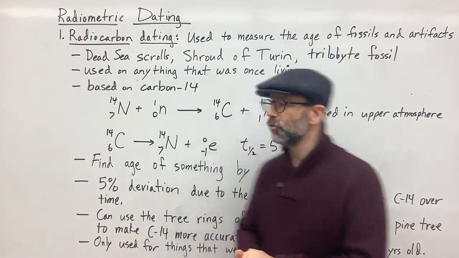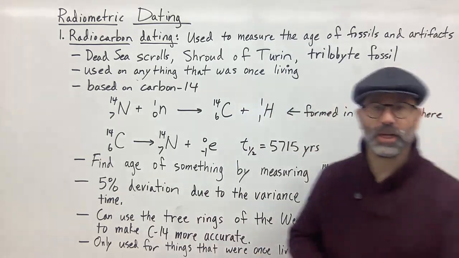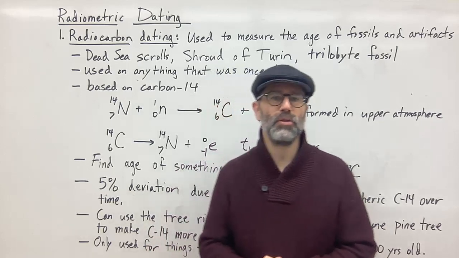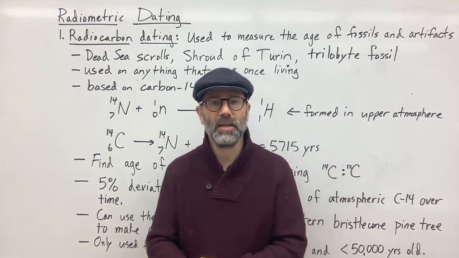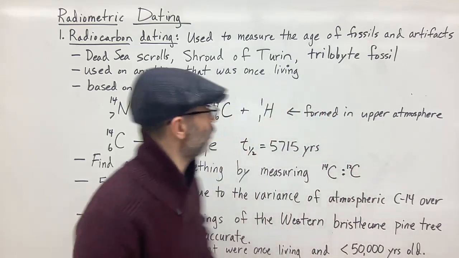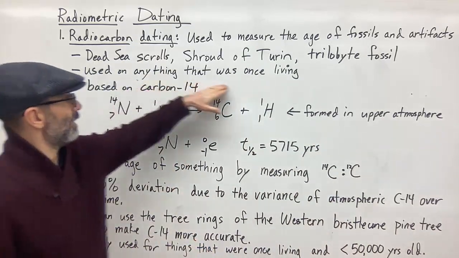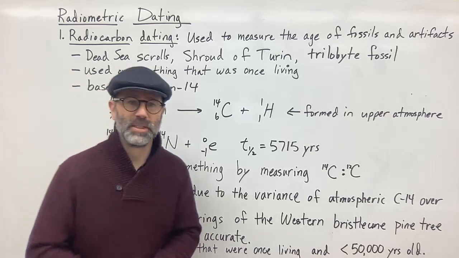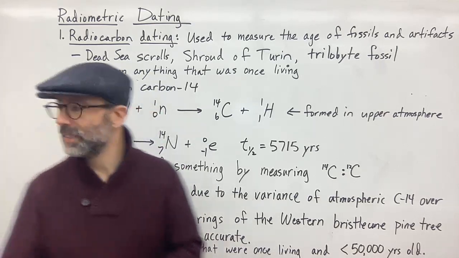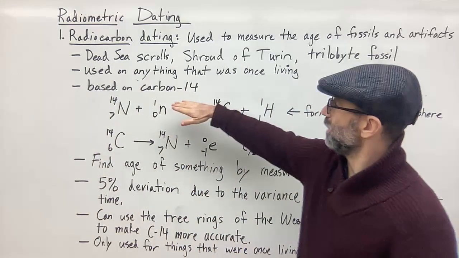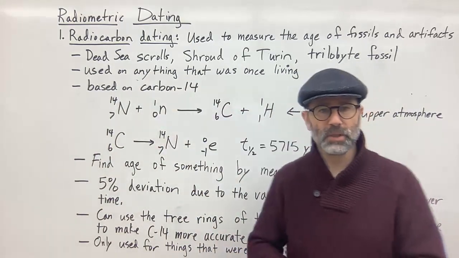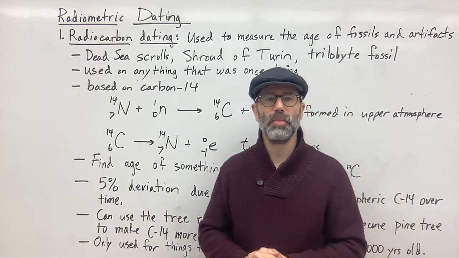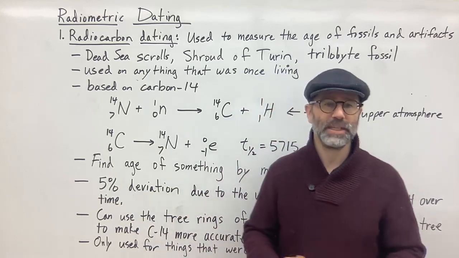You can date fossils like trilobite fossils. So if you're digging in your backyard and you find a fossil or what you think is a fossil, you could use radiocarbon dating to date that. So again, this is used on anything that was once living or made up of once living things or materials. And the reason for that is because it is based on carbon 14. So carbon 14 is a particular isotope of carbon that exists naturally in nature.